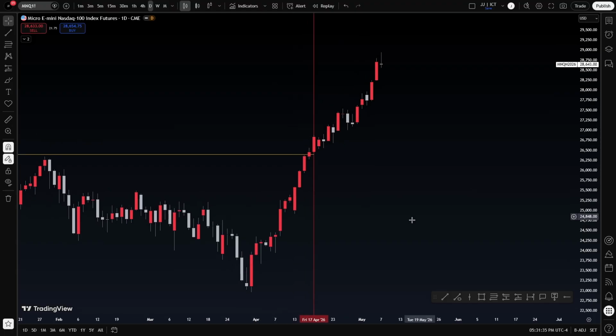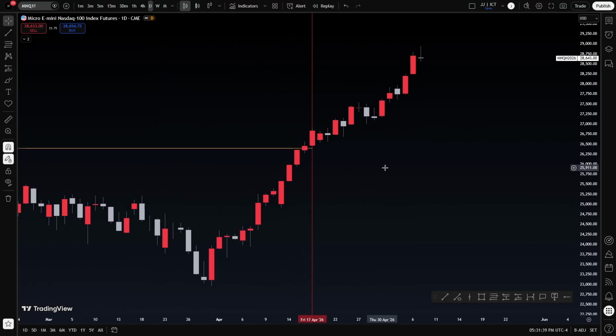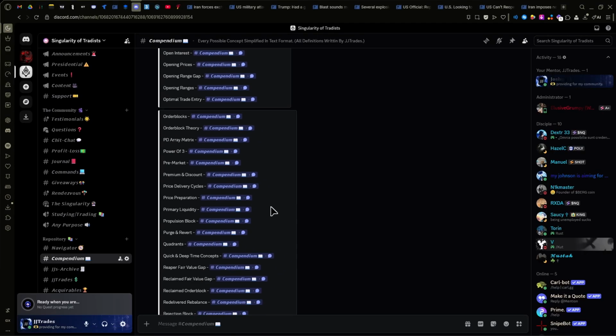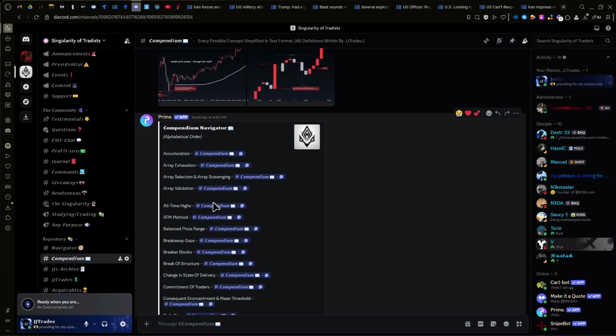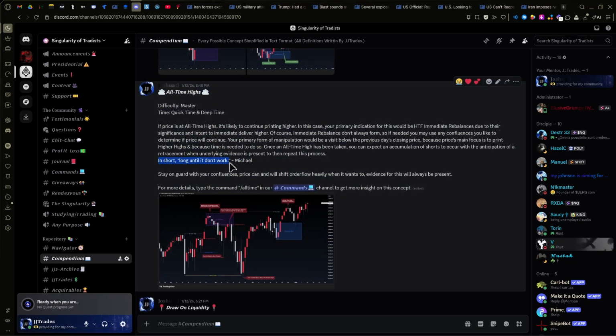There are 3 basic rules you must know. One is, and you already know this one, that when price is at all-time highs, or has broken and is making all-time highs, it's going to keep making them. It's going to keep going and keep going. If you look in the compendium, I have a quote from ICT that directly says the one thing you want to do at all-time highs is long until it doesn't work. In short, long until it don't work. Literally, long until it don't work.